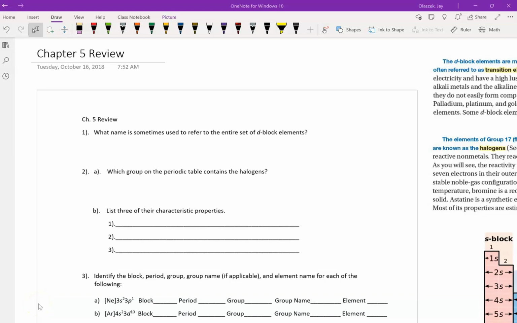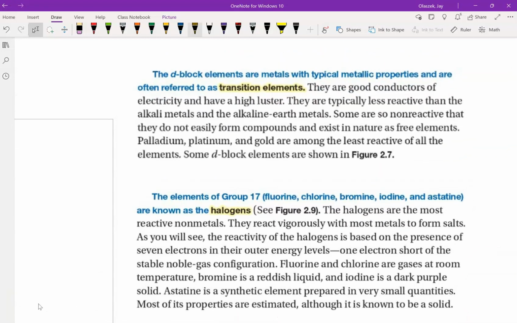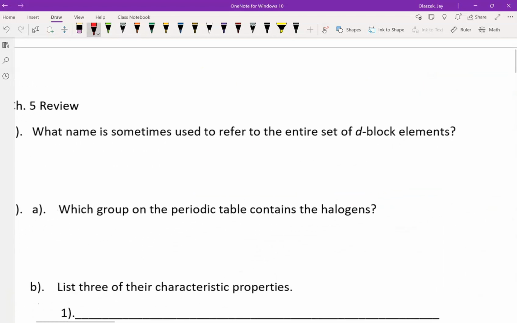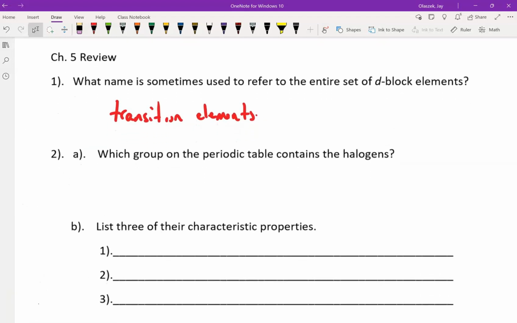Okay, here is the Chapter 5 review. Question number 1. What name is sometimes used to refer to the entire set of D block elements? Says right over here, the D block elements are metals with typical metallic properties and are often referred to as transition elements. We're going to call those transition elements.